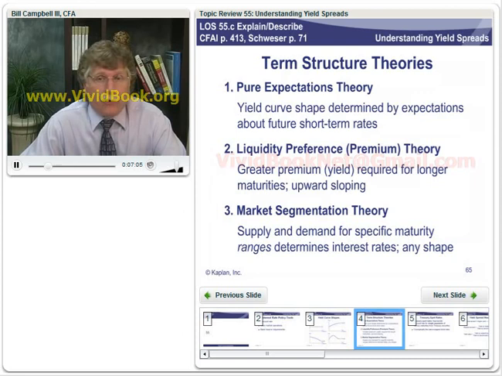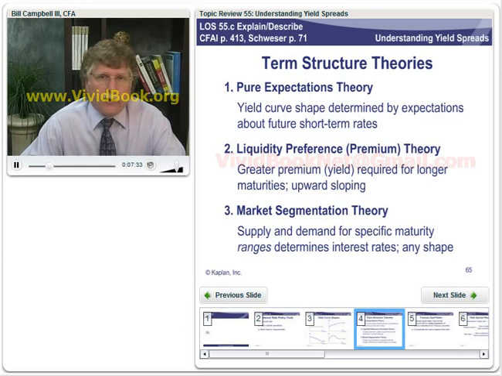There are various theories that have tried to explain this. Some of these theories are better than others. The three about which you need to know are what we call the pure expectations theory, the liquidity preference or liquidity premium theory, and the market segmentation theory. Pure expectations, this one is very easy to understand. It says that the shape of the yield curve is determined by expectations of future short-term rates.